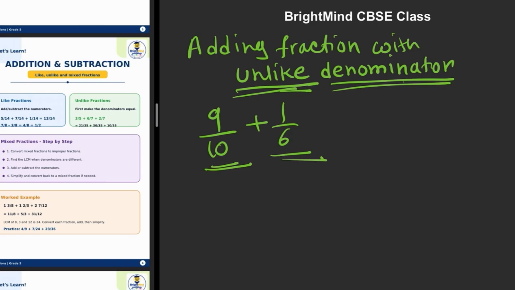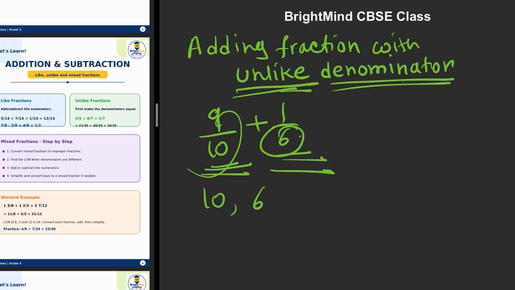So, first we need to find the common denominator, to convert both of these fractions into fractions that have a common denominator. Okay, so how do we think about the common denominator? Let me explain. A common denominator is going to be a common multiple of these two denominators, 10 and 6. So what's a common multiple of 10 and 6? And it's usually simplest to find the least common multiple.